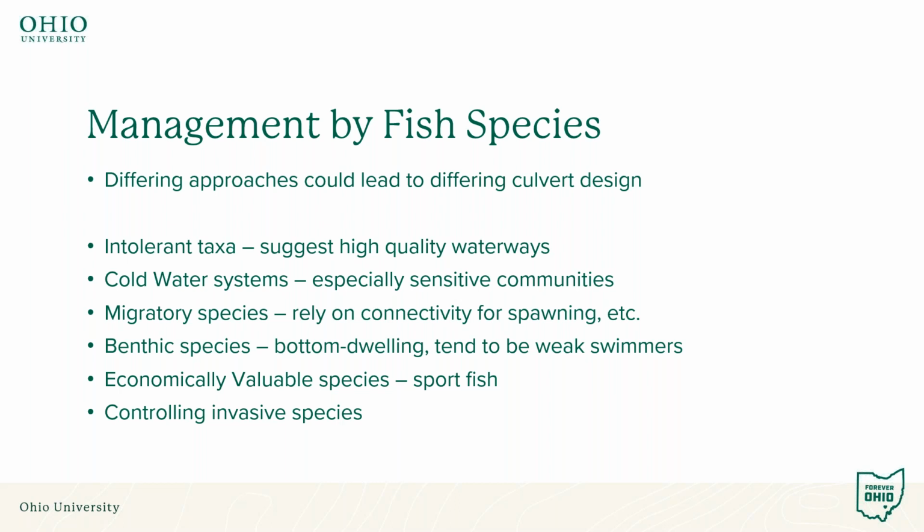And so really those are some of the classes of species that we want to think about when we're thinking about specific species to consider in design decisions. In addition to that, we always want to keep an eye towards economically valuable species. So these are sport fish, and controlling invasive species. But they tend to be the strongest swimmers for whom these culverts may not be as big an impediment.